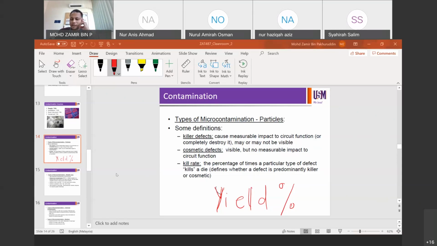Kita nak remove defect sekarang. So you nak kena buat apa nak remove defect ni? You are the yield engineer. I don't have any idea. No idea. Okay, that's fine. One more, then I'll tell the answer.